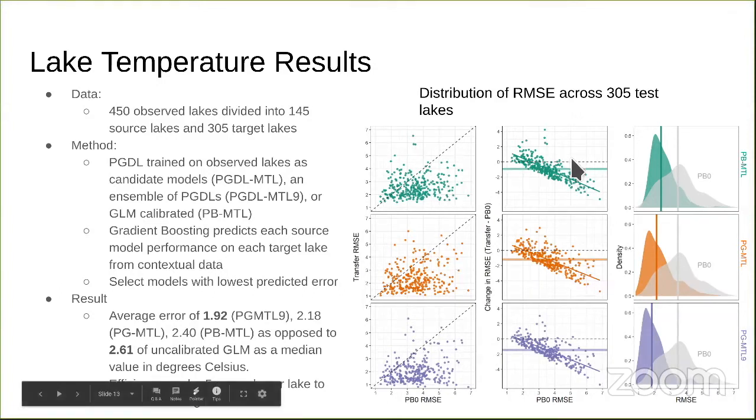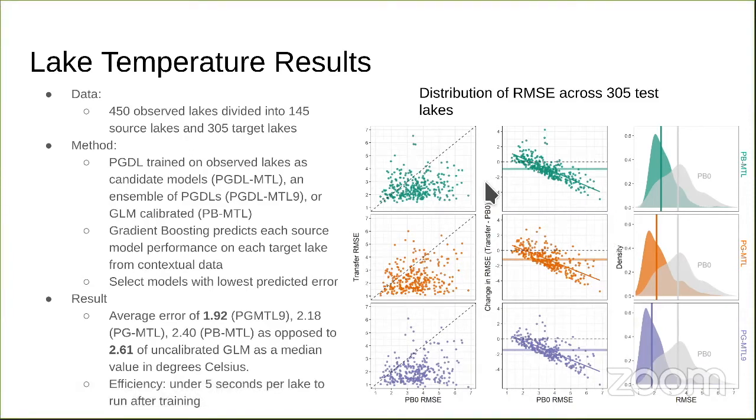And the top row here is also interesting because it's the exact same experiment as the middle row, selecting a single source, but instead of using 145 PGDL source models, we instead use 145 calibrated GLM source models. So these don't actually use any deep learning, but it's just, can we transfer parameters calibrated on well-observed systems to unobserved systems? And is that predictable using a meta model?